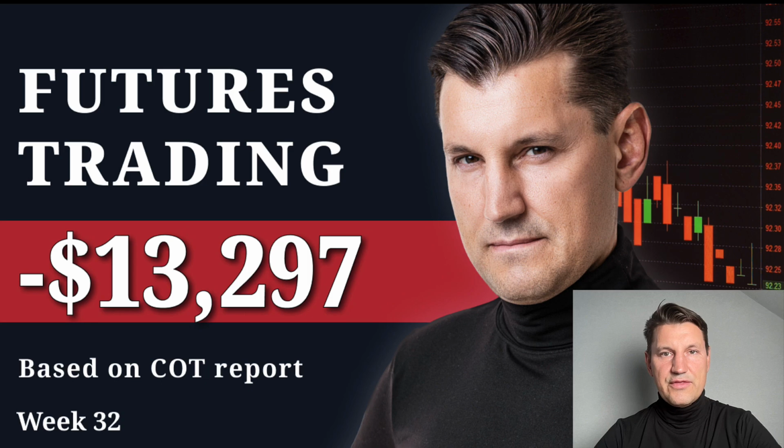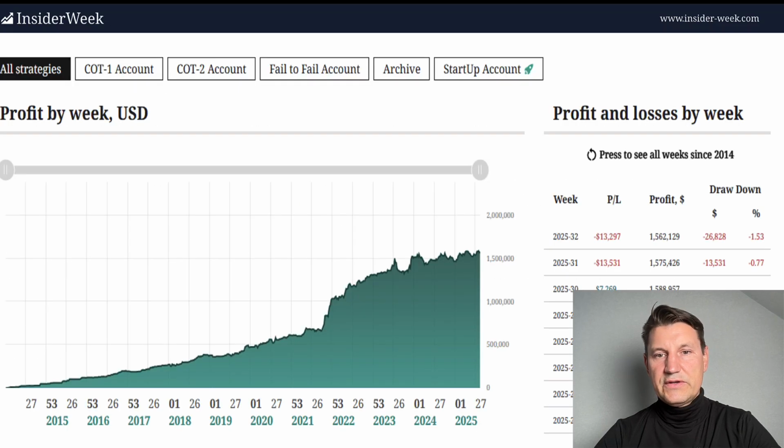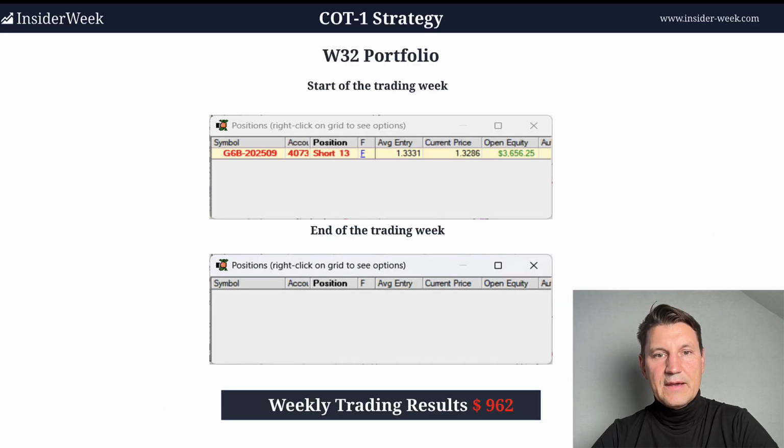Again, $13,000 loss. So, risk disclaimer, here you can see my account. I'm currently 1.5% in a drawdown. And here you can see my portfolio at the beginning of the week and at the end of the week. I started with an up trade with 13 contracts. I was in British pound, and at the end of the week my portfolio is empty.